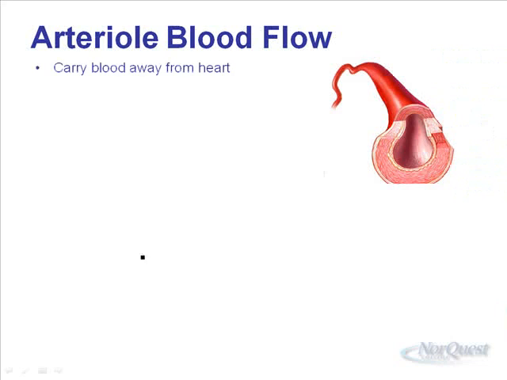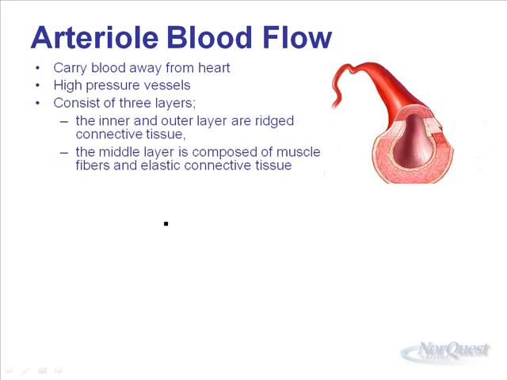For arterial blood flow, again, it's always carrying blood away from the heart. They're high-pressure vessels, and that's why they're so thick to resist that pressure. There's three layers, an inner and outer layer of connective tissue. You can see that's the white here. There's connective tissue, and there's connective tissue. And in between is a layer of muscle and elastic connective tissue. And the idea is you want a really strong vessel or a really strong tube for carrying blood.